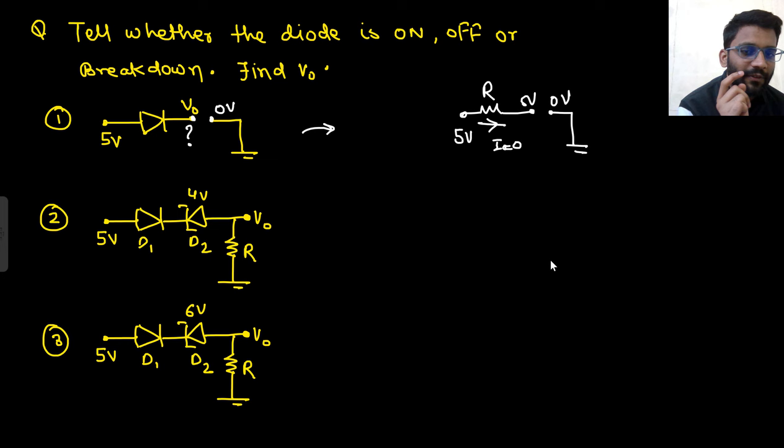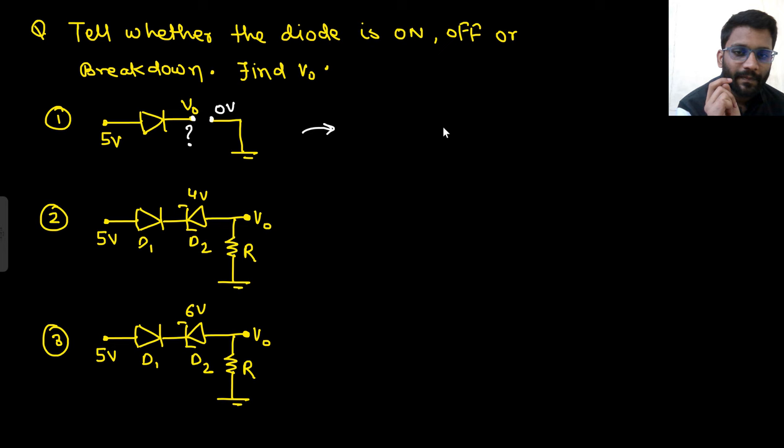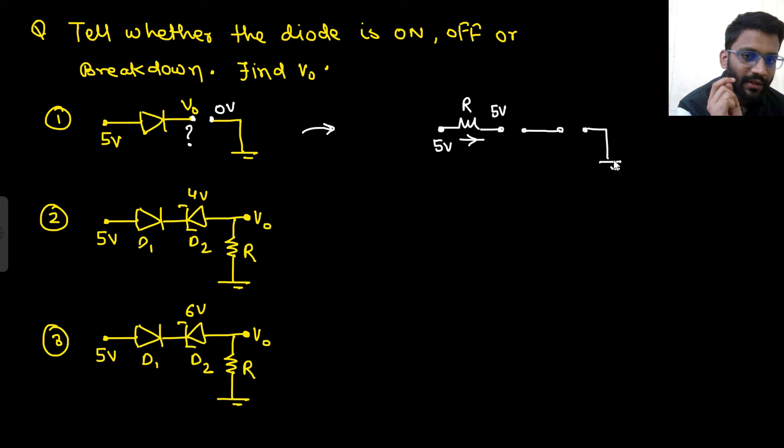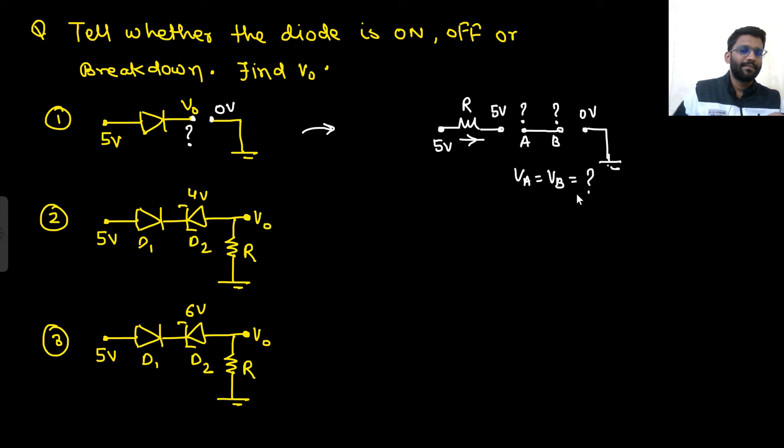But in case of a diode, let's make it something like this. This is some circuit, this is 5 volt, this is resistance R. There is zero current here, so this potential will be 5 volt. This is grounded, so this potential will be 0. What will be the potential of this point? One thing I can certainly tell is that the potential of these two points, A and B, will be the same because they are shorted, so VA equals VB. But what is the value? You can't tell, because they are open-ended, not connected to anything.